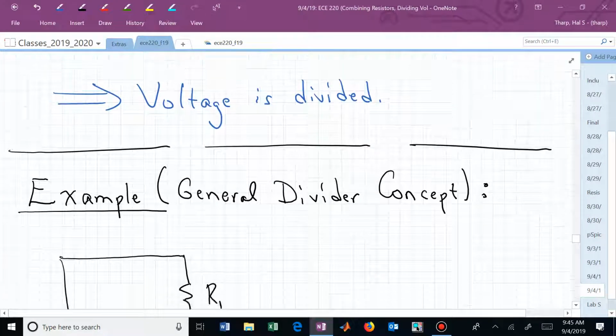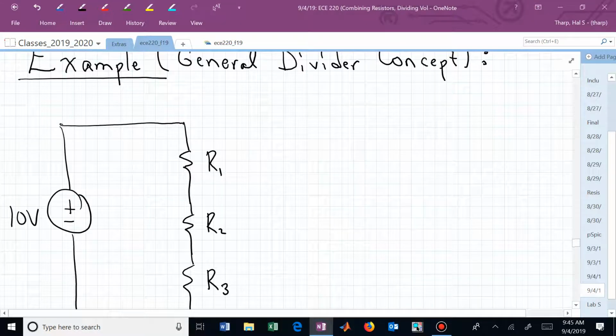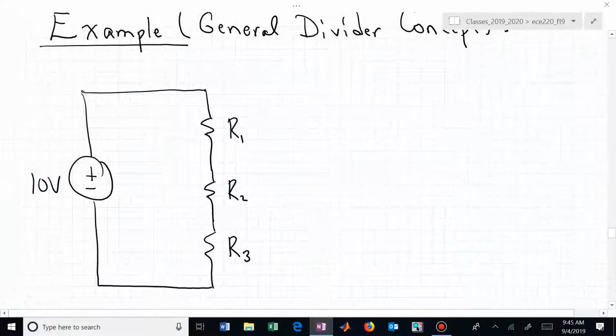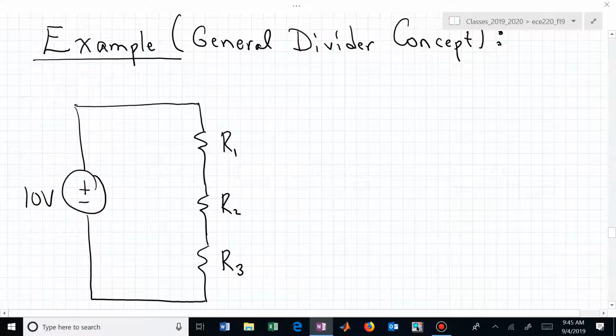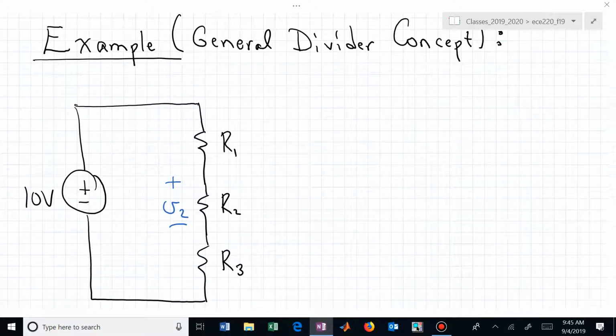Let's step that up a notch. Suppose now that somebody says, I'm going to tweak it a little bit. I'm going to throw a third resistor in there. And maybe they say, what is V sub 2? What's that voltage? And can we come up with a formula for that?